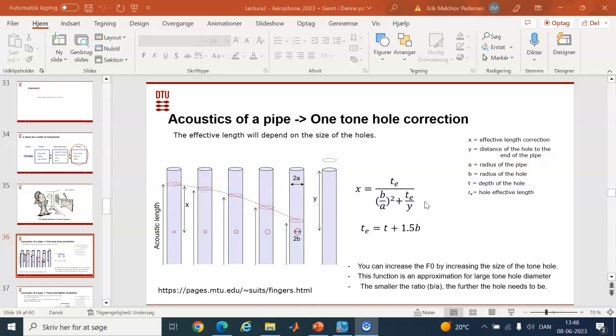So you can increase the natural frequency by increasing the size of the tone hole. This function is an approximation for large tone hole diameter. The smaller the ratio B divided by A, the further the hole needs to be. If this fraction in the denominator squared gets smaller, then x is growing. So x is longer.